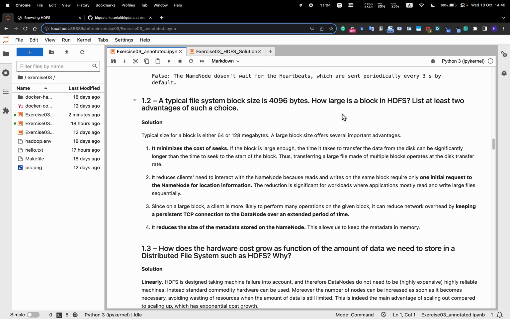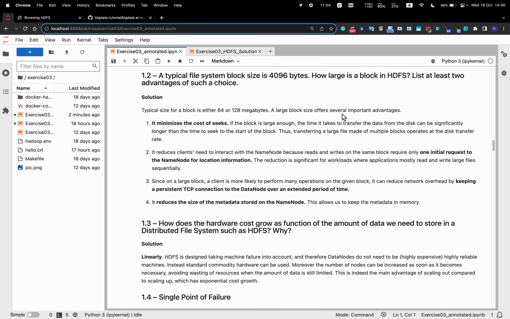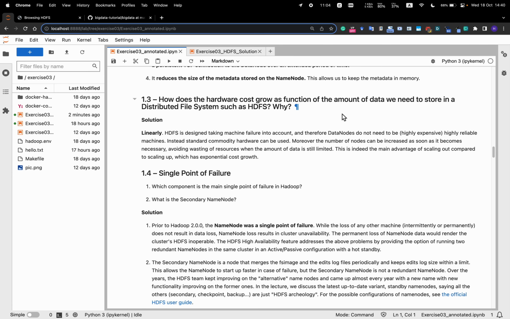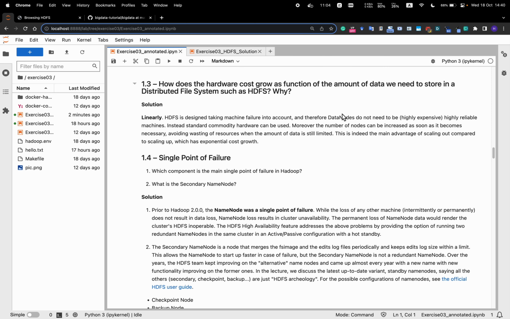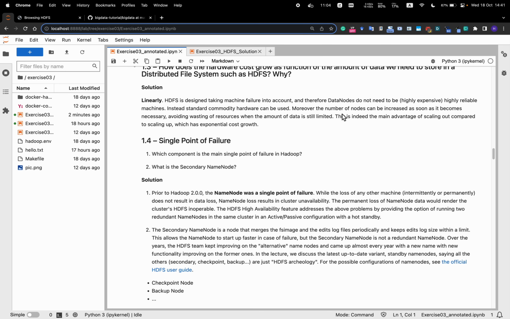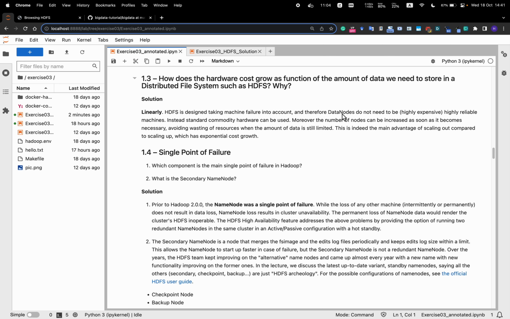Questions? Nope. Too easy for you guys. Okay, 1.3. I don't fully agree, but it's linear. I think it makes a point that HDFS is designed for scaling out, not scaling up. And typically for a scale out system, you will have linear cost. But nothing would be free, so it's still super linear, I have to say, in a real system.